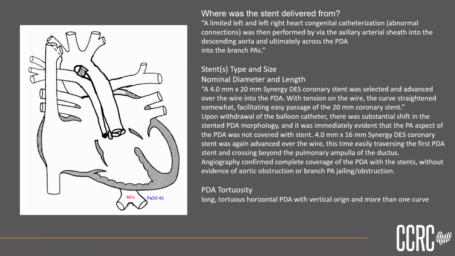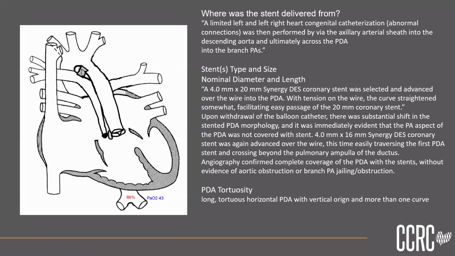And this is the same kid. They draw the little stent in. One of the questions is, where was the stent delivered from? In the body of this cath, it said that a limited right and left heart cath was performed via the axillary artery sheath into the descending aorta and ultimately across the PDA. That's pretty clear that it went from the axillary. So that's that.